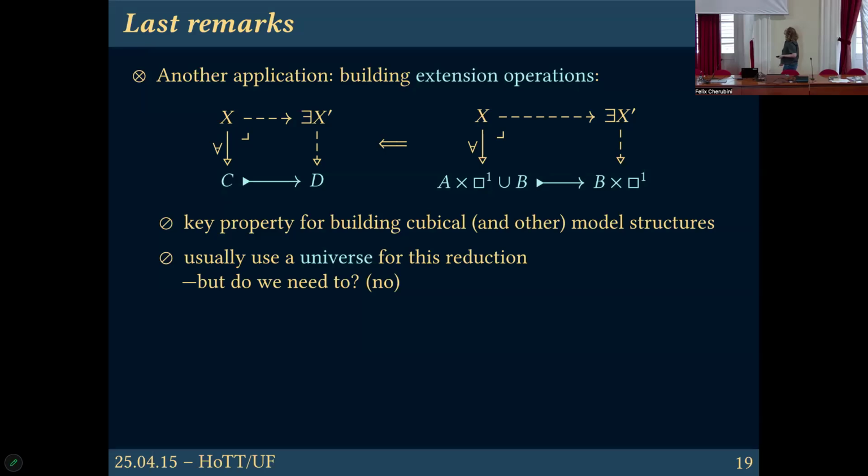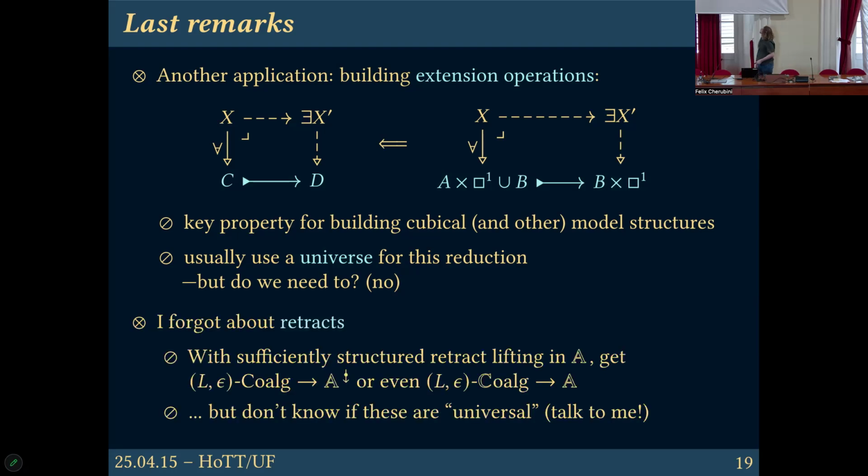One thing I would have liked to talk about is another application of this to building extension operations. So this is a kind of thing that says that if we have maybe a fibration over the domain of a map in a left class, we can extend it in a nice way to something that lives over the codomain. And this is somehow important in building these cubical model structures. We usually use a universe for it, but for building model structures, I don't know, it kind of seems weird that we need to rely on universes. And we actually don't. For some cases, we can use this stuff to reduce the extension to the generating case where we know what to do.